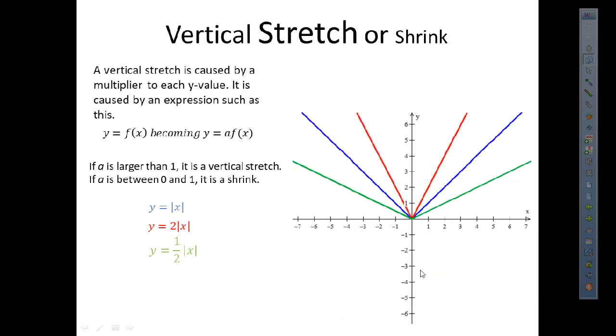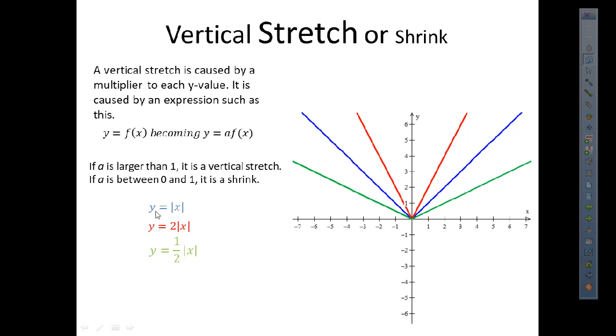All right, vertical stretches or shrinks are going to occur when you multiply by some number. A stretch is going to occur if a is larger than 1, and a shrink is going to occur if a is between 0 and 1. Now, we don't talk about values that are negative because we've already dealt with those with our reflections. So if we have f of x becoming a times f of x, if a is larger than 1, it's a vertical stretch. If a is between 0 and 1, it's a shrink.